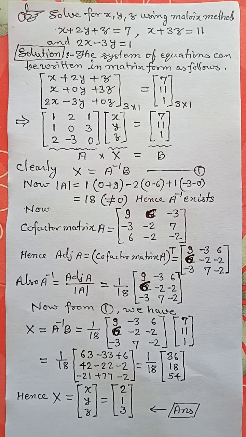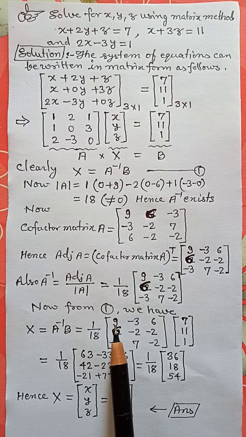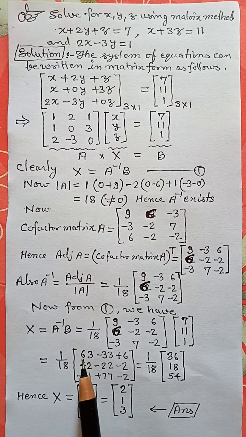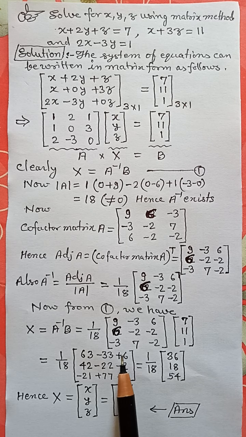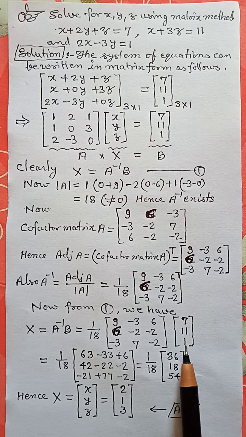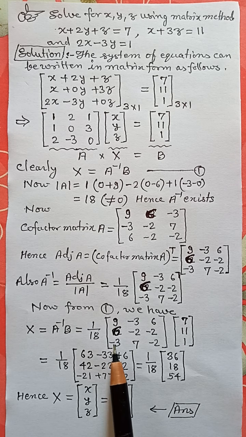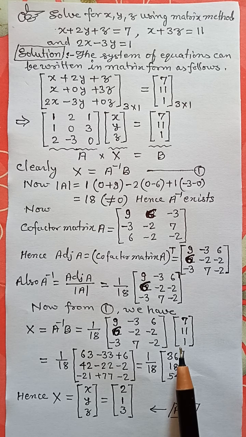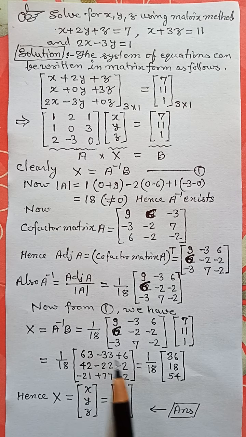Now multiplying this, we have 9 times 7, that is 63, minus 3 times 11, that is minus 33, 6 times 1, that is 6. Similarly here 6 times 7 is 42, minus 2 times 11 is minus 22, minus 2 times 1 is minus 2. Similarly here minus 3 times 7 is minus 21, 7 times 11 is 77, minus 2 times 1 is minus 2. Now simplifying this, we have 1 by 18 times 36, 18, 54.